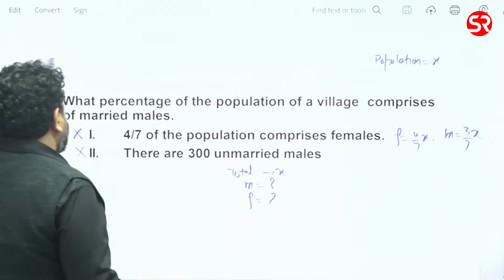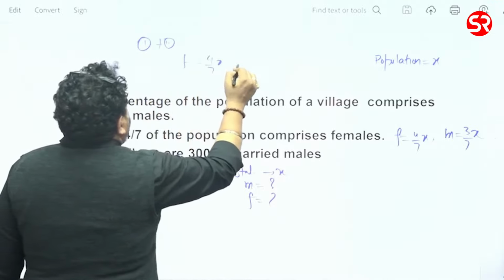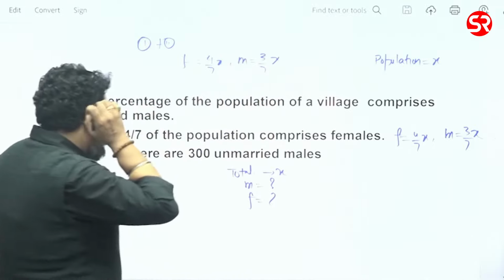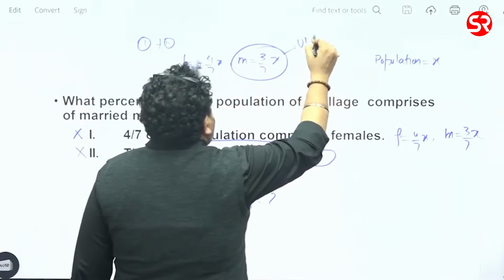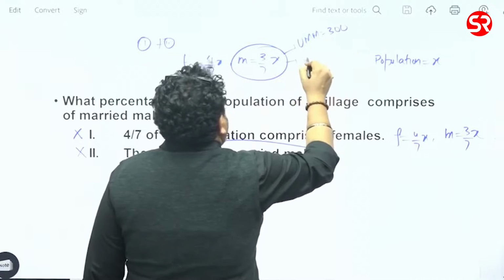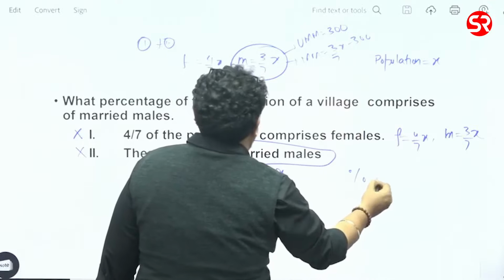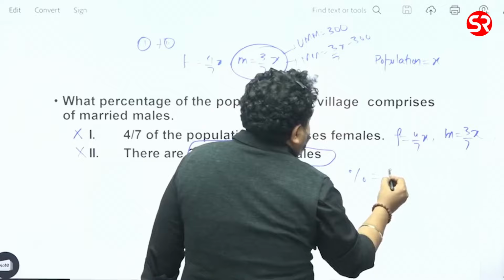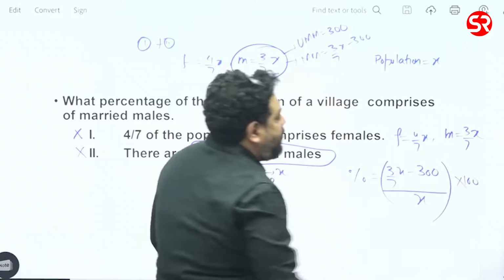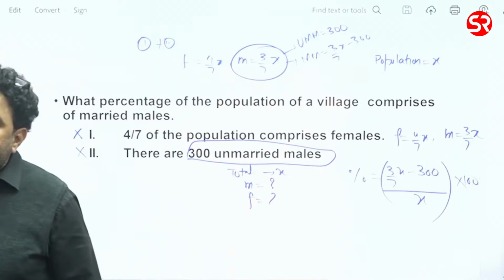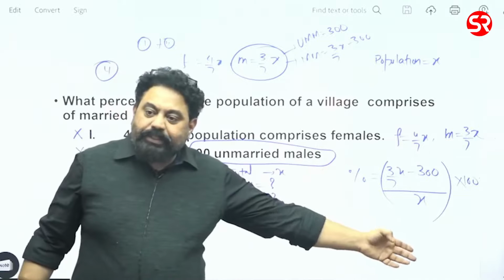Then again, let's see, if you mix 1 and 2, then females are 4/7 times X, males are 3/7 times X, and then out of these males, 300 are unmarried males. So males are these, unmarried males are 300. So married males would be how many? 3/7 times X minus 300. So what was the question? Married males. Percentage of married males is (3/7 times X minus 300) upon total X into 100. Since X is not known, you cannot give an answer for this question. Answer is 4. We won't get any unique answer.